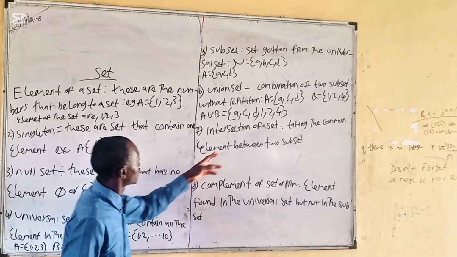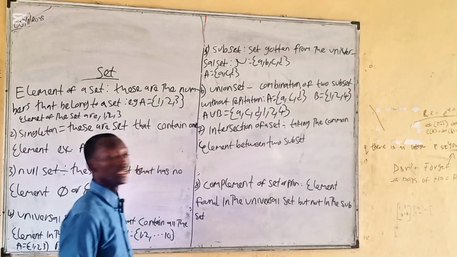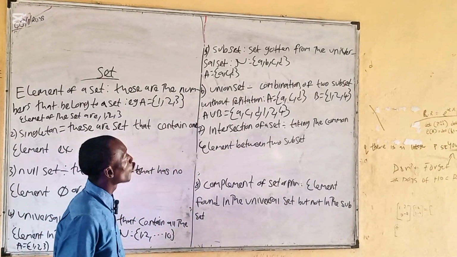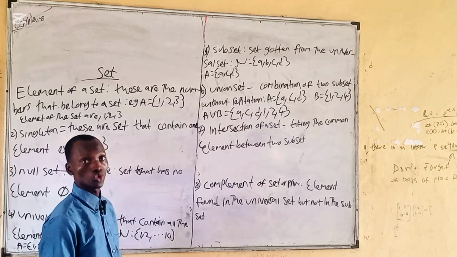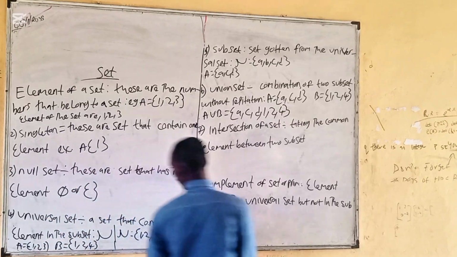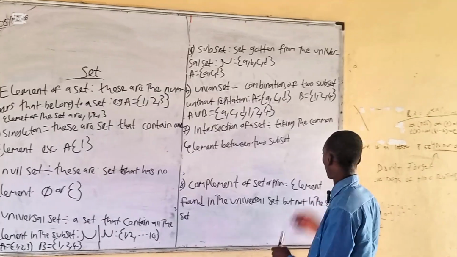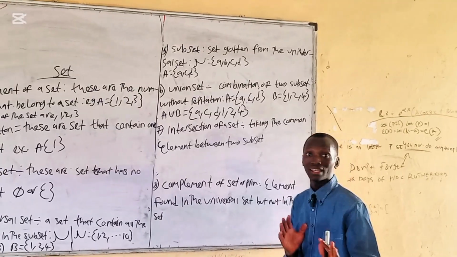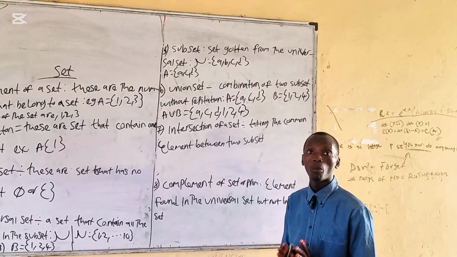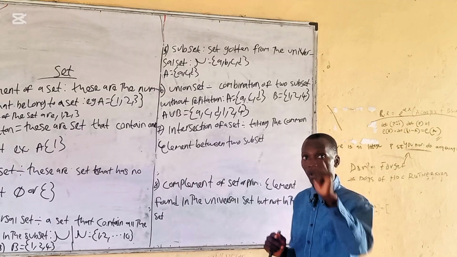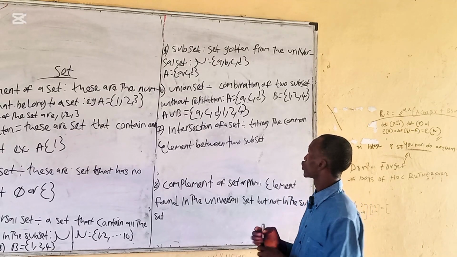Now, intersection of the sets. Intersection means taking the common elements between two subsets. In case you want to pause and write down, you can pause it and write it down. Let me take this side of the board. Now, intersection, we are taking what is common. Only what is common between two subsets.